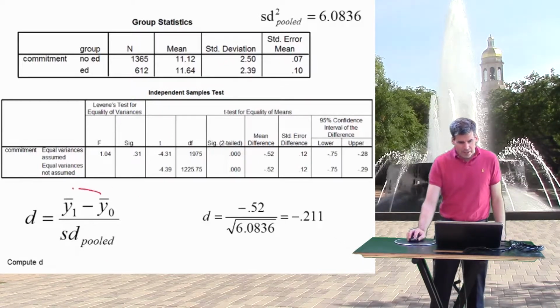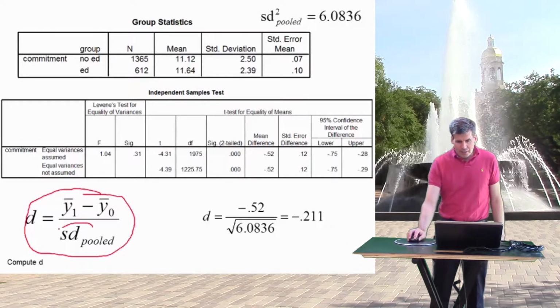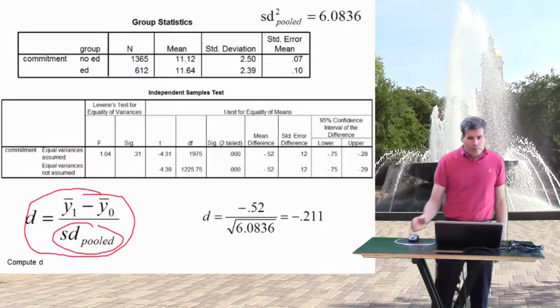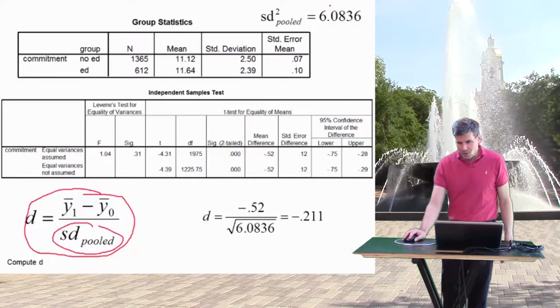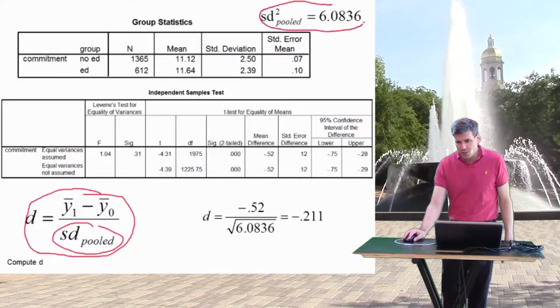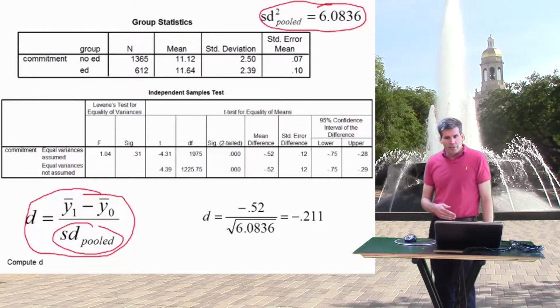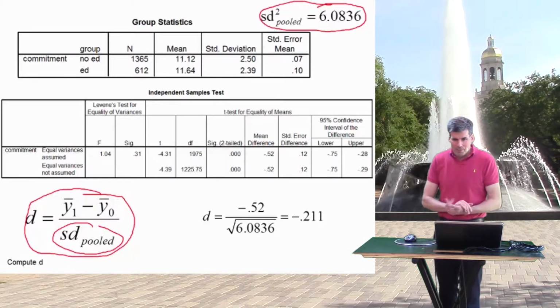So again, a D statistic is a difference between two means divided by the pooled standard deviation. And we already calculated the pooled variance. Again, I put it up here again: pooled variance 6.0836. We did that a few steps ago. And hopefully you've saved that and not deleted it. If you deleted it, you'll have to calculate it again.